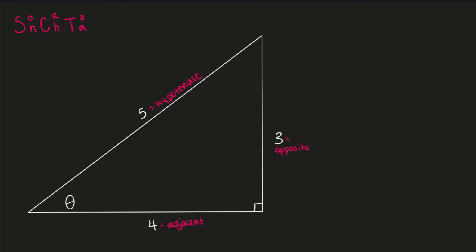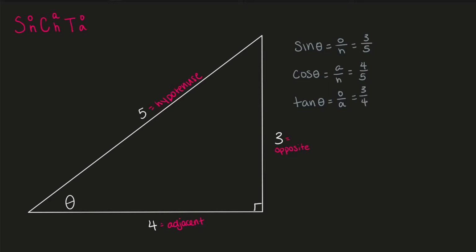First, let's start with sine, cosine, and tangent. Sine is opposite over hypotenuse, which is 3 over 5. Cosine is adjacent over hypotenuse, which is 4 over 5. And tangent is opposite over adjacent, which is 3 over 4.